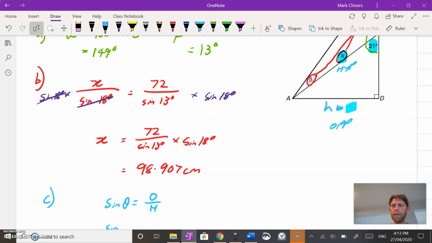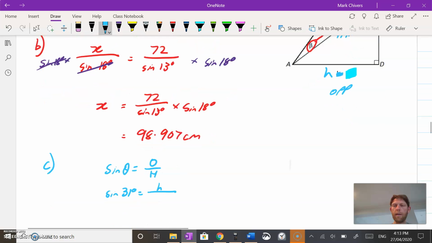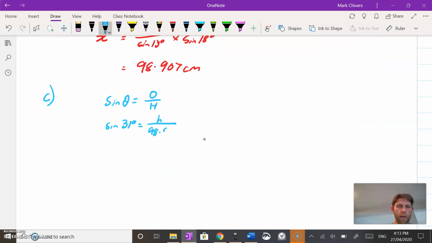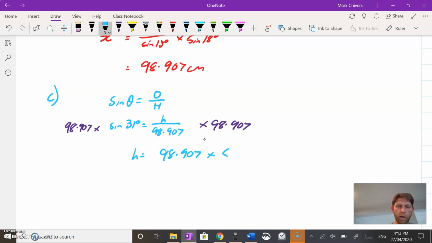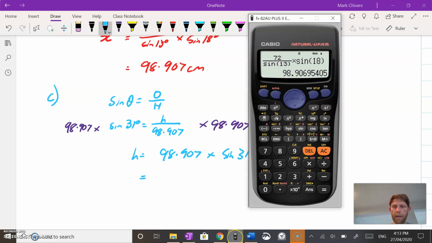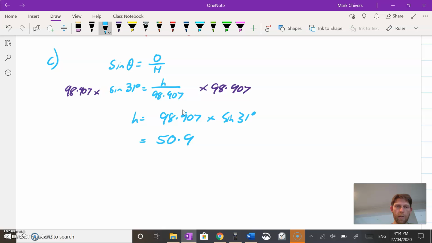Now in this case, I know what the angle is. The angle is 31 degrees. The opposite side is h, that's the bit I don't know. And the hypotenuse we just worked out was 98.907. So we multiply both sides by 98.907, and we're going to wind up with h equals 98.907 multiplied by sine 31 degrees. Now, if I'm lucky, that should still be in my calculator, and it is. So I just take that number and multiply it by sine 31, and that will give me my answer. It asked me to 1 decimal place, so that's going to be 50.9 centimetres.